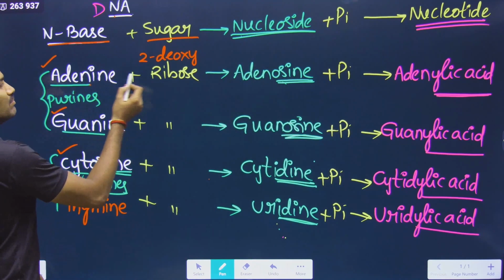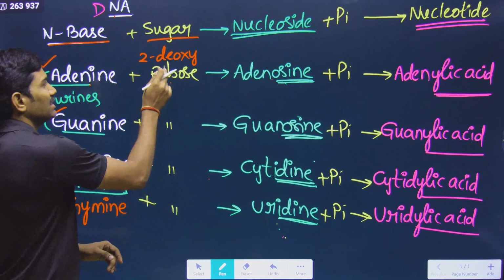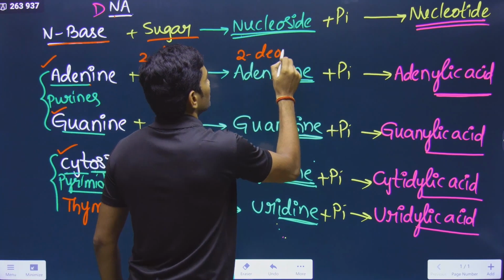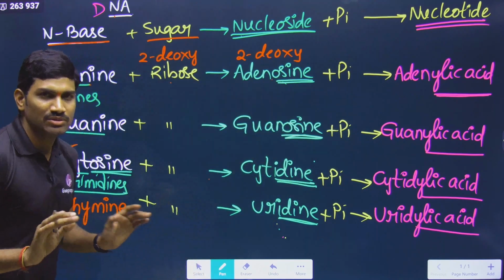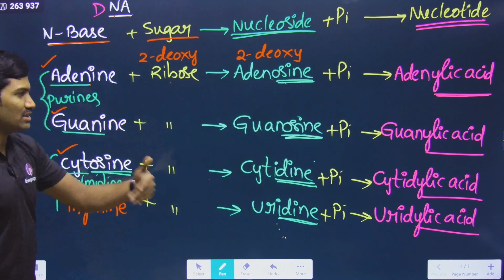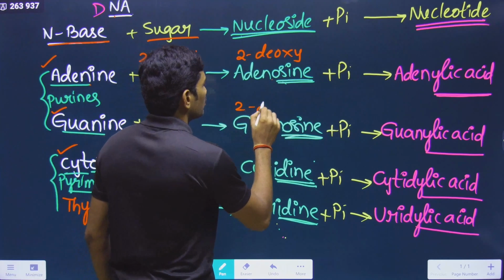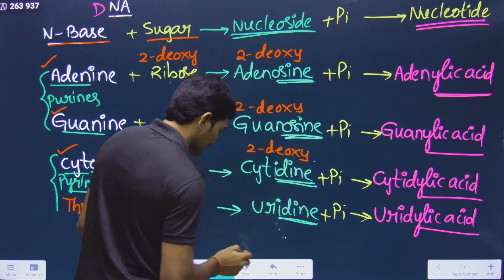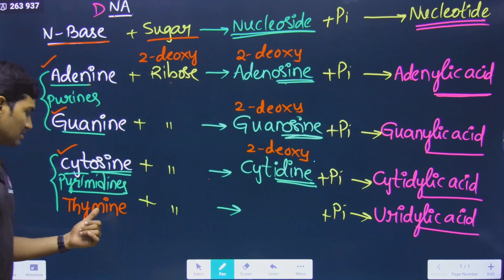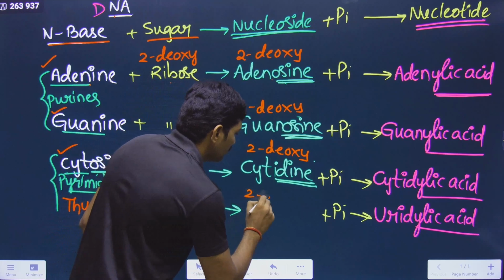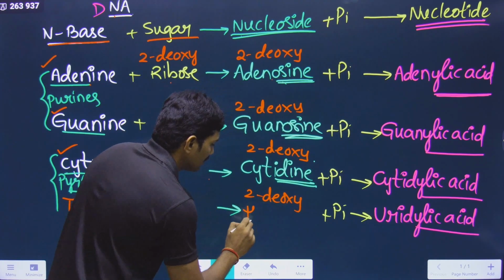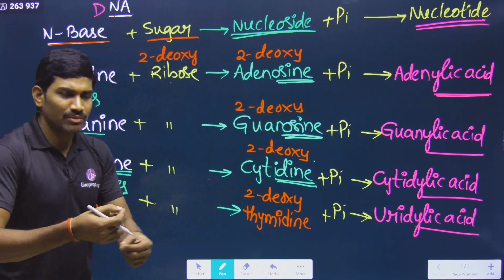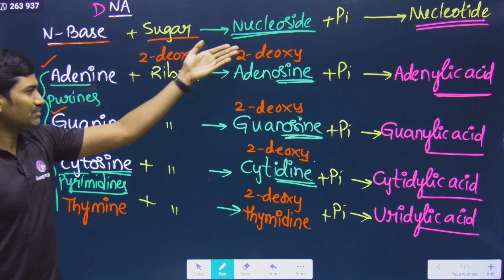See here. Adenine plus ribose gives adenosine. Fine, no problem. But it is not just ribose, it is 2-deoxyribose. So you need to make it 2-deoxy: 2-deoxyadenosine. Please observe this carefully. In the same way, everywhere you just add 2-deoxy. So here it will become 2-deoxyguanosine, and here 2-deoxycytidine, and here instead of uridine, since it is thymine, 2-deoxythymidine will come. Understood or not? We are studying one by one, so please observe carefully. This 2-deoxy we are adding everywhere.